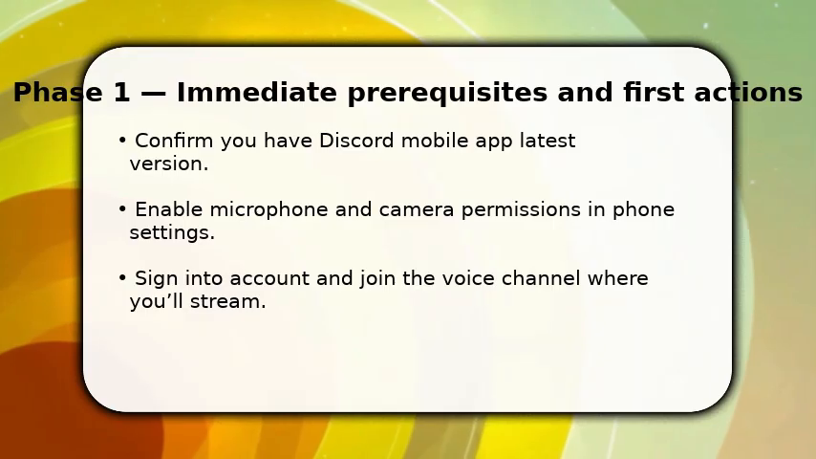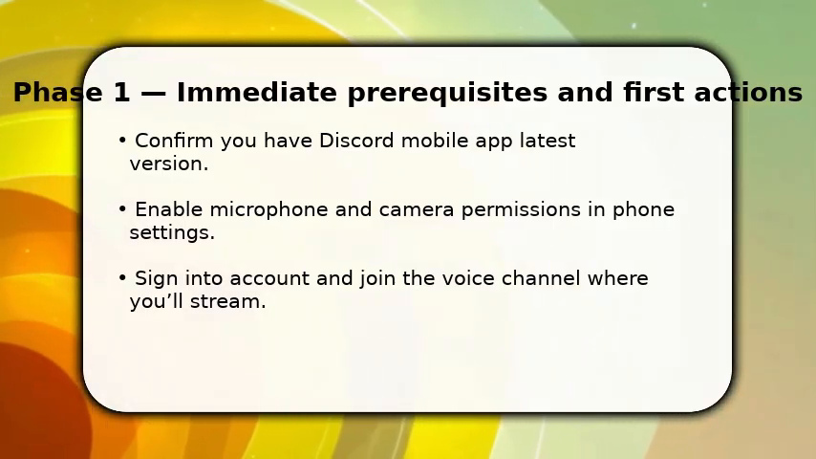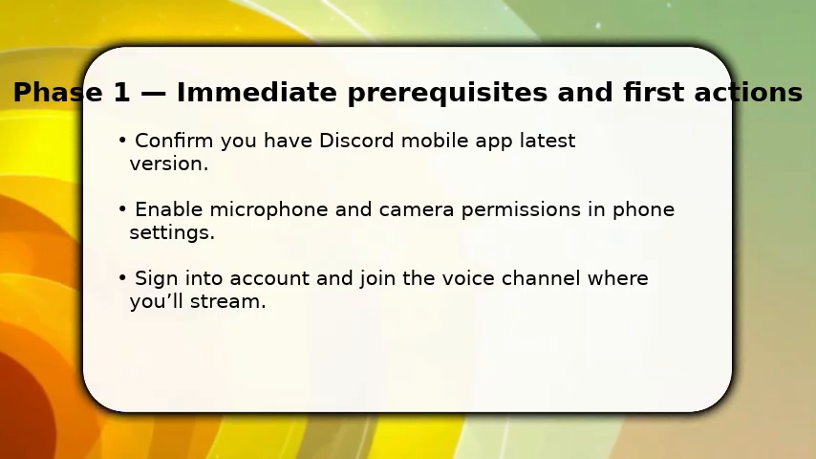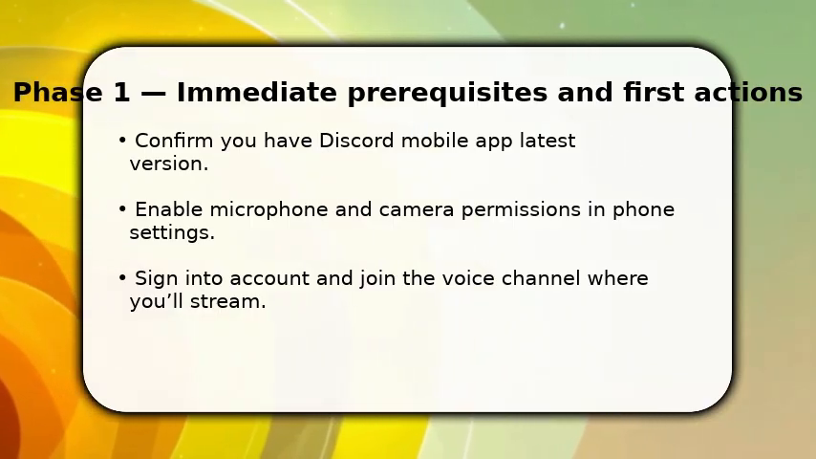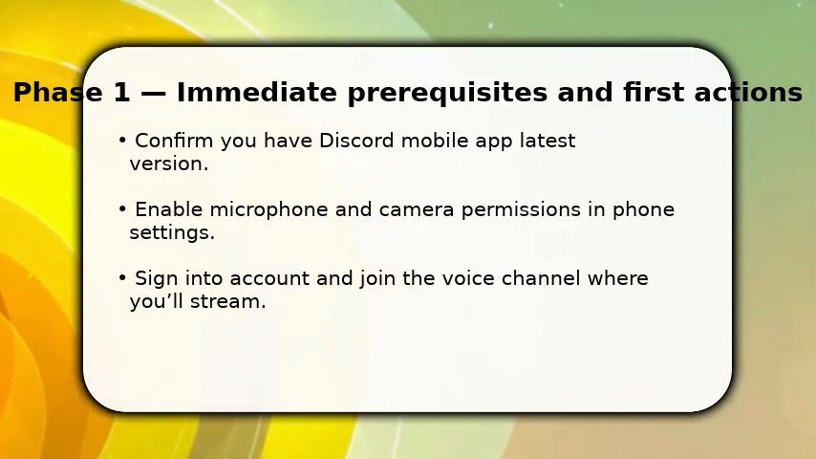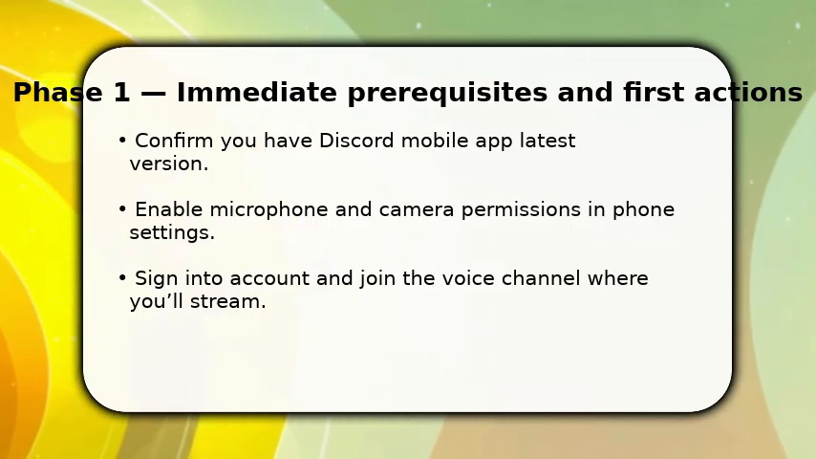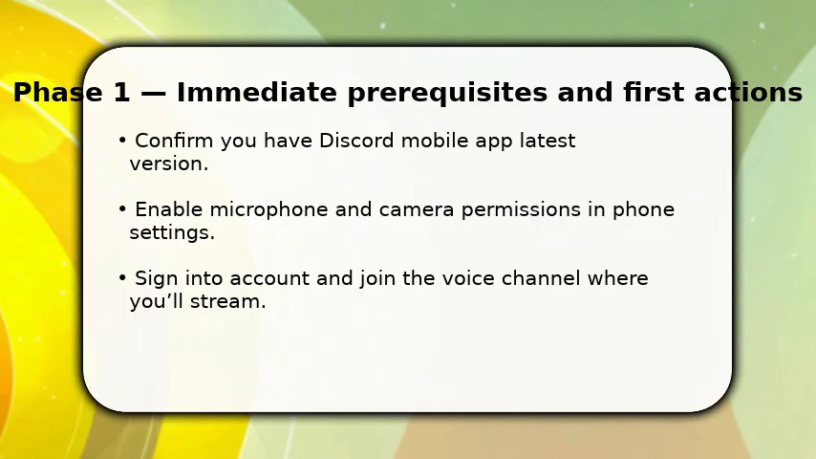You start by opening Discord Mobile and signing in. Make sure the app is updated so streaming features appear. Grant microphone and camera permissions in your phone settings, because without them you cannot broadcast audio or video. Once done, join the voice channel on the server where you want to share your screen or game. This places you in the right context.